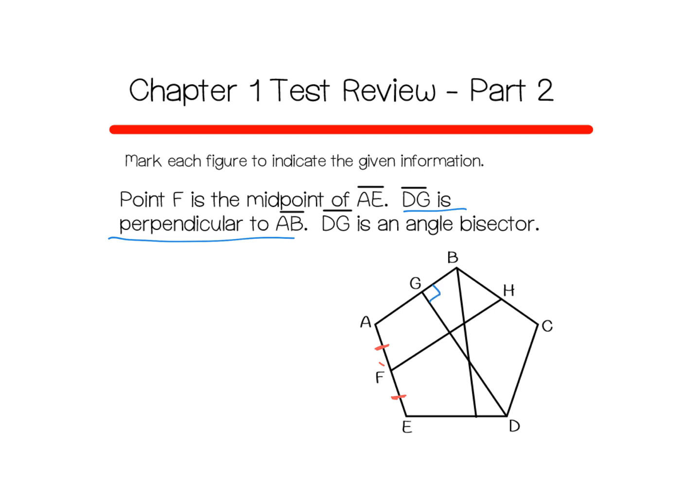And then finally it says DG is an angle bisector. It's cutting this angle in half, so we need to show that those two angles are congruent. That's how we show it's a bisector.